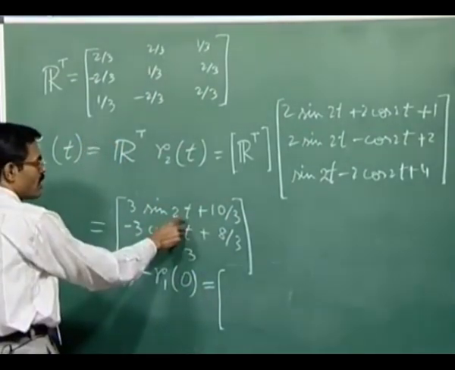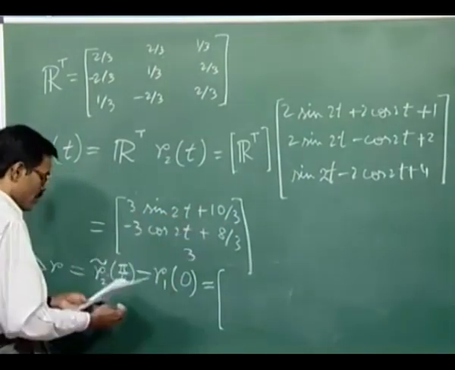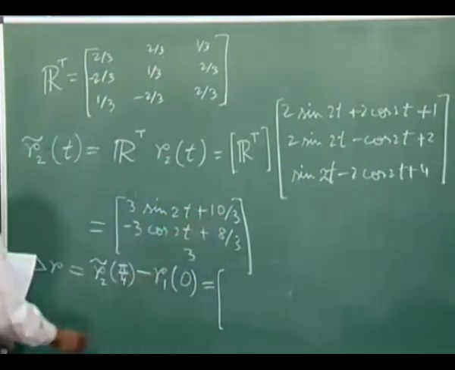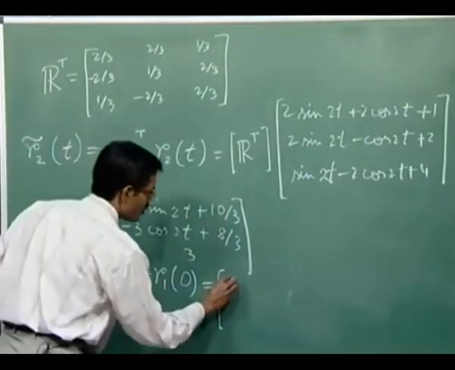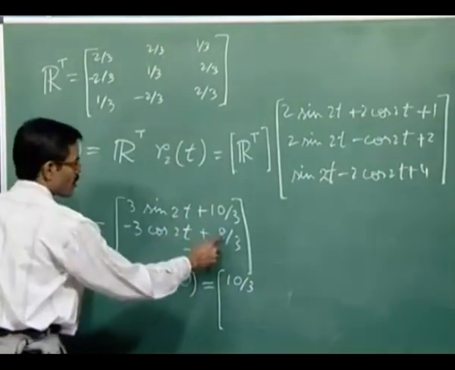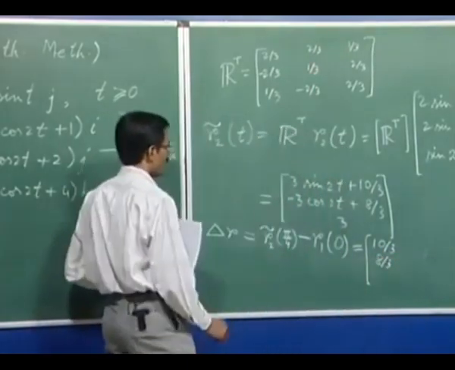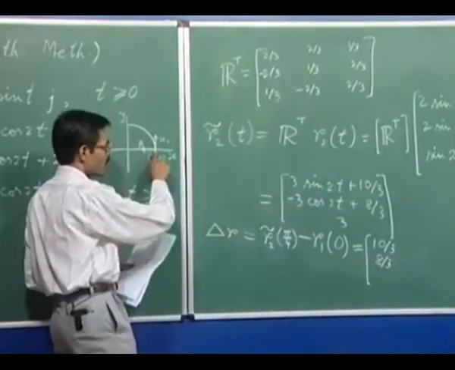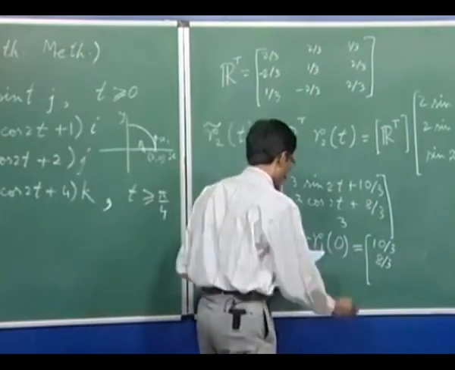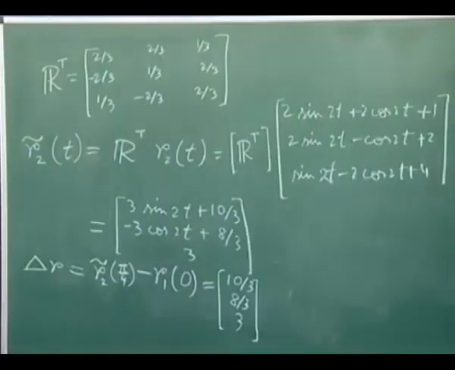So, put pi by 4 here. So, that means sin pi by 2 is 1. So, 3 plus 10 by 3, from which we subtract this 3i. So, only 10 by 3 will remain, and then minus 3 into cos pi by 2, which is 0. So this 8 by 3 minus 0, so 8 by 3 remains, and finally the k part, which is 3 minus 0. So we have got 3. Okay. So this is the displacement which we have to give in a negative direction to R2 tilde to bring it here, right.